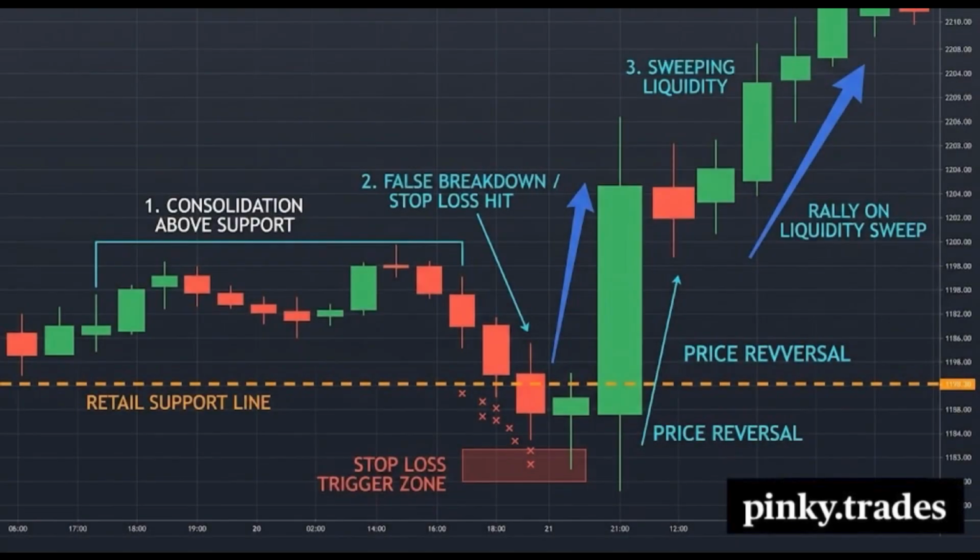If you've been told just to draw a line across the tops and bottoms of your chart, buy when price hits support and sell when it hits resistance, I have some bad news for you. You're being set up to fail.